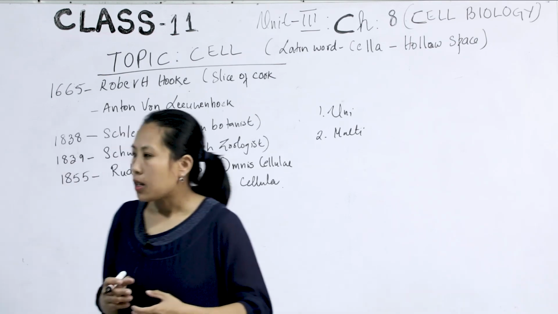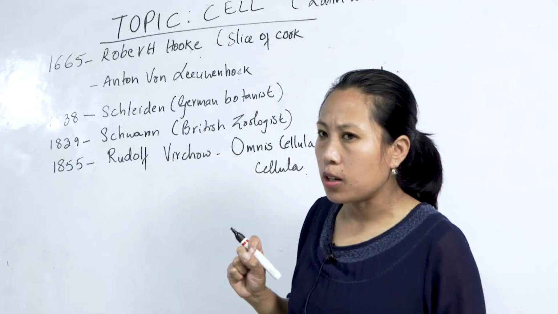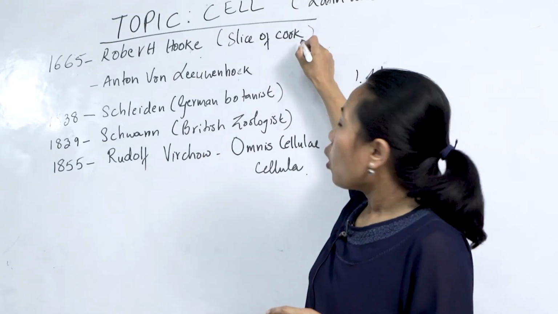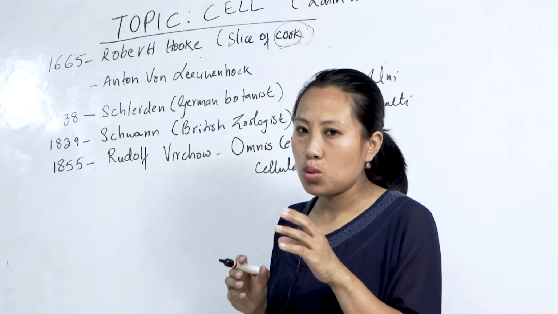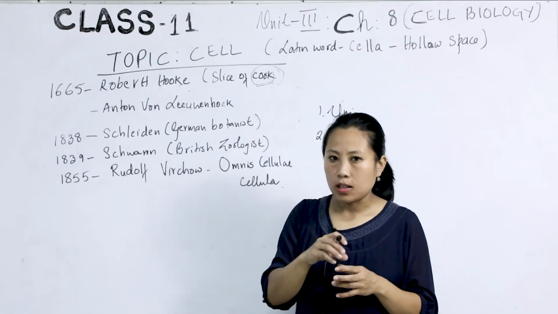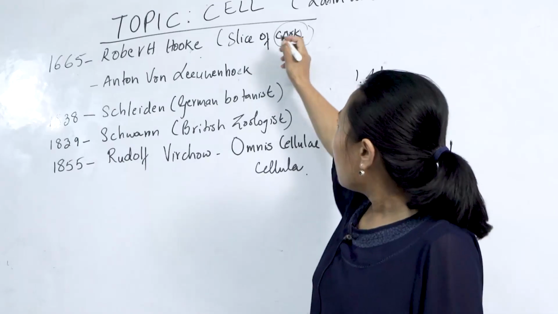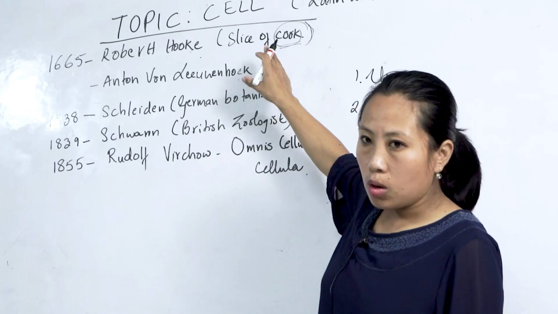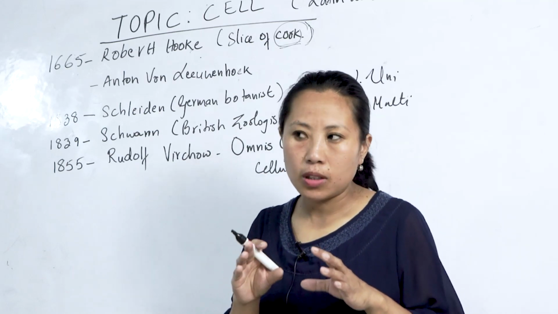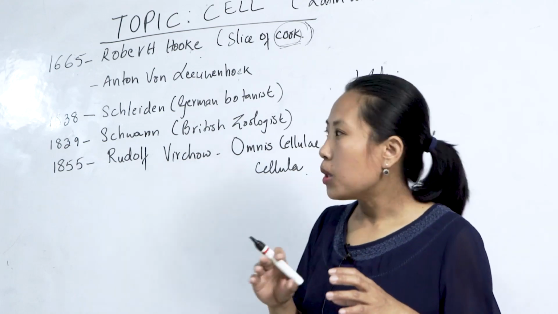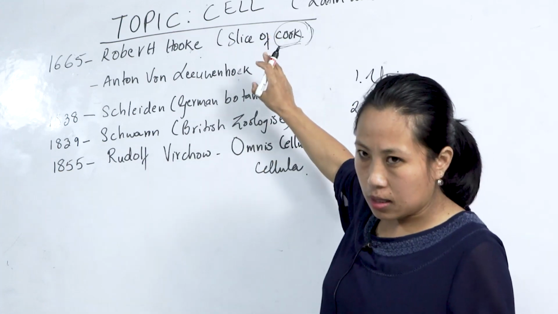This cell was first observed by Robert Hooke in 1665, in a slice of cork. Cork is a piece of soft wood that is used as a cap for bottles in the lab or even in drinks. He observed that the cork resembled box-like compartments, like a honeycomb. He called those box-like compartments cells. But these cells were dead cells.